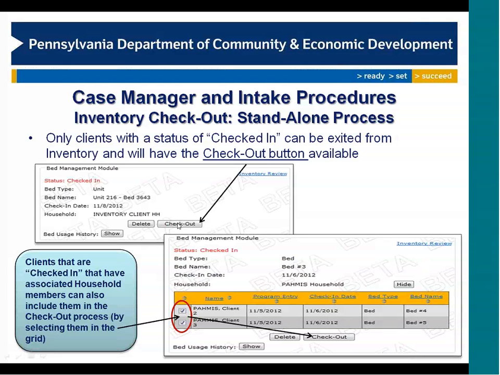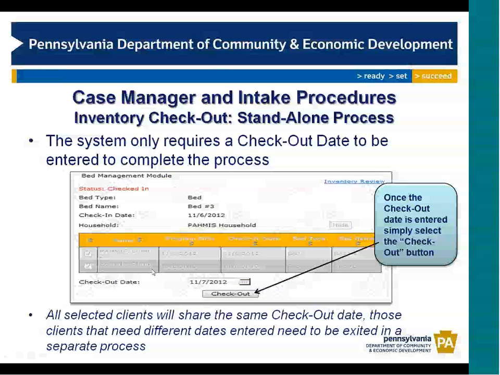Basically, you just hit the checkout. Same thing with the household. If you want them included in this process, you need to make sure you check them before you hit that checkout box. Once that's done, it takes you to a separate, secondary process that just focuses on this checkout, and pretty much all that's required is a date. Once you enter the date, hit the checkout button again, and that's pretty much the process. That's it.